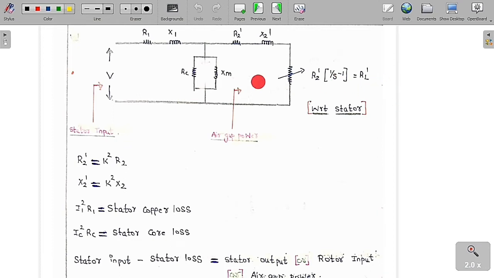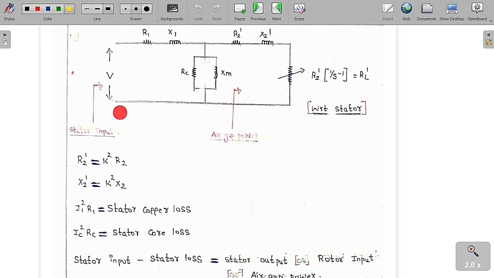We just have to scale it by (N1/N2) whole squared. Therefore R2 dash is equal to (N1/N2) whole squared into R2, and X2 dash is equal to (N1/N2) whole squared into X2. With respect to the stator, I have already told you K is nothing but N1 by N2. So R2 dash is equal to (N1/N2) whole squared into R2, and X2 dash is equal to (N1/N2) whole squared into X2. So K is always N1 by N2.